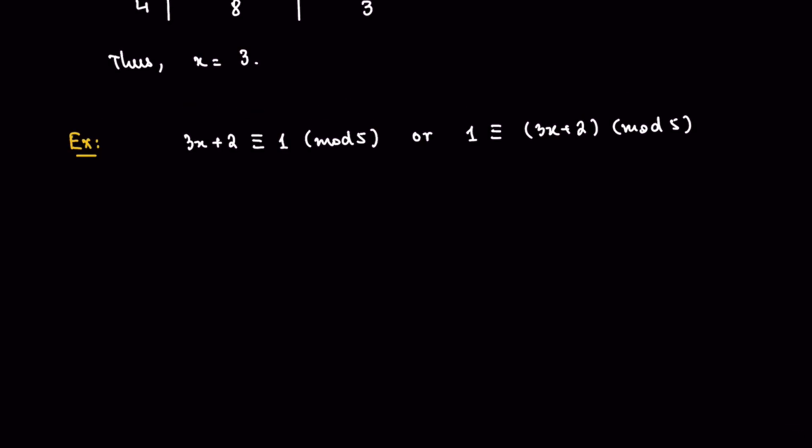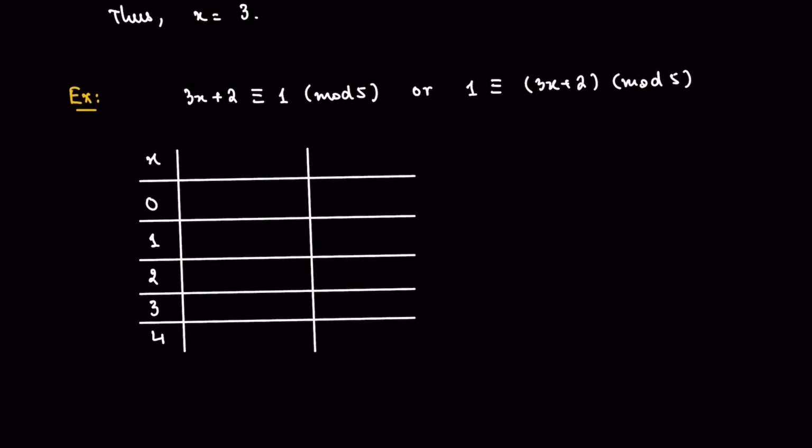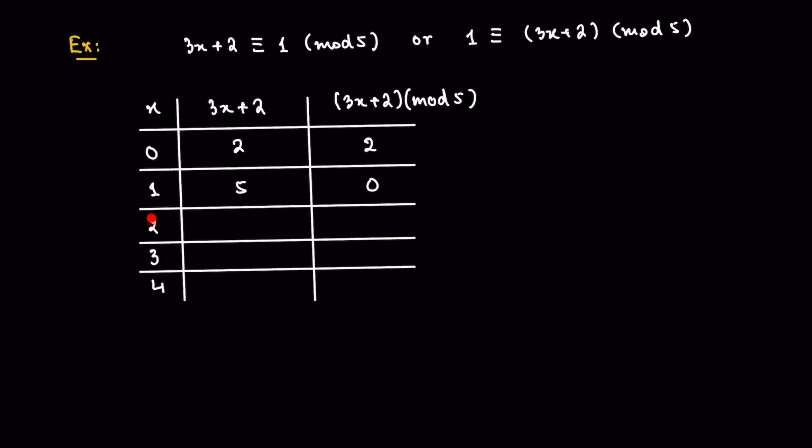So here's going to be the table again. You have a table here, x is going to be from 0, 1, 2, 3, and 4. Then you have 3x plus 2, then you do 3x plus 2 mod 5. When x equal to 0, you have 3 times 0 plus 2 gives you 2. So 2 mod 5 gives you 2. When x equal to 1, 3 times 1 is 3 plus 2 is 5. Then 5 mod 5 is equal to 0. Next x equal to 2. 3 times 2 is 6 plus 2 is 8. Then 8 mod 5 is 3.